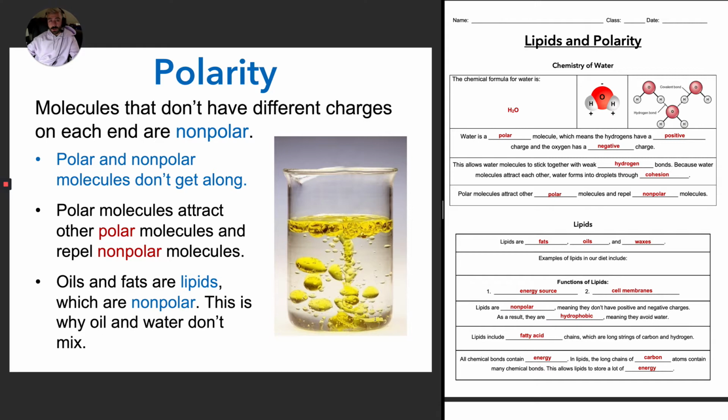And so there are molecules, though, that don't have that polarity or that difference of a positive and a negative end. And we call those nonpolar. So if they don't have different charges on each end, they're nonpolar. And polar and nonpolar molecules do not get along. So polar will interact with or attract other polar molecules and will repel nonpolar molecules. And so here that's what we see. Polar molecules attract other polar molecules and repel nonpolar. And so things like oils and fats, which we call lipids, those are nonpolar. And that's why oil and water don't mix.